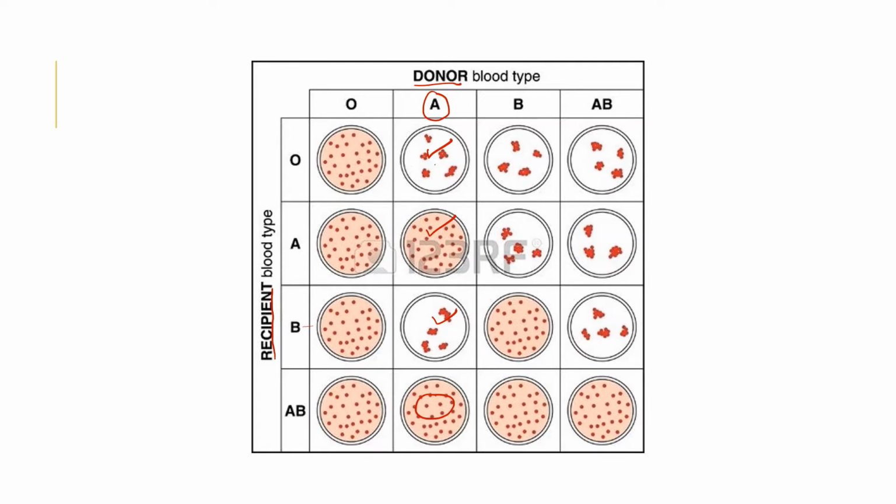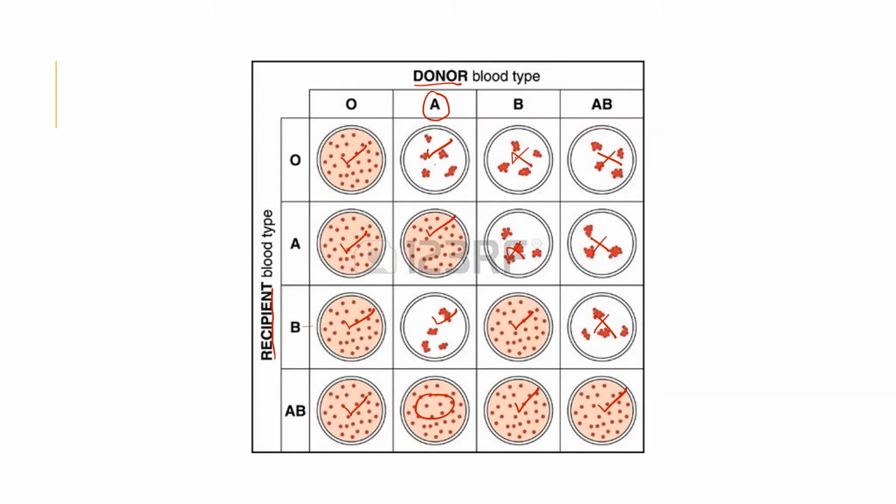A person who has B can't donate to O, can't donate to A, but he can donate to a person who has blood group B or AB. O can donate to O, it can donate to A, to a person who has blood group B, as well as blood group AB. Whereas the person who has blood group AB can't donate to a person with O, neither with A, neither with B, and he can donate only to a person with the blood group AB.